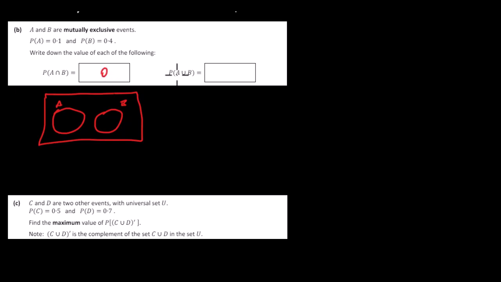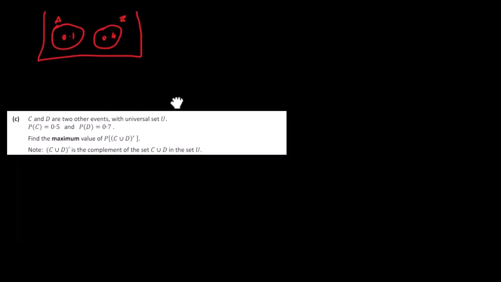And the probability of A union B is just going to be the two added. So in here you've got 0.1, and here you've got 0.4. So here you've got 0.5. That's it for part B. C then, C and D are two other events with the universal set U. The probability of C is 0.5, the probability of D is 0.7. Find the maximum value of the probability of C union D complement.